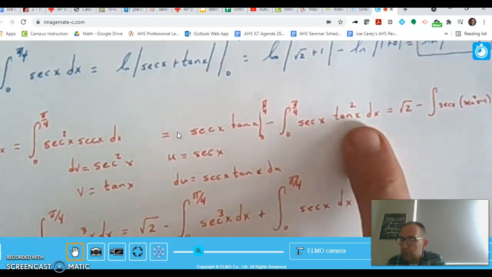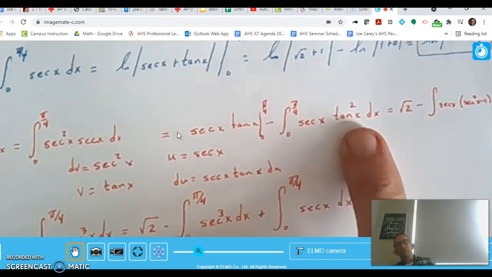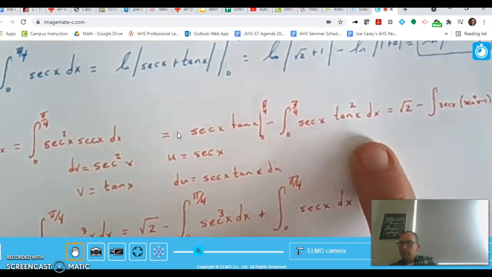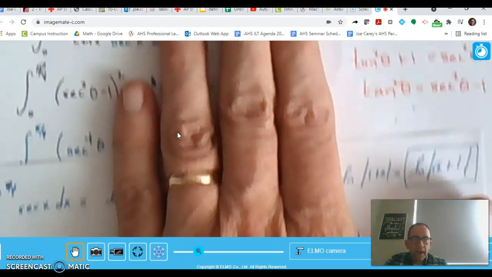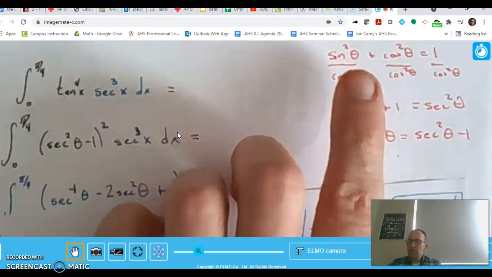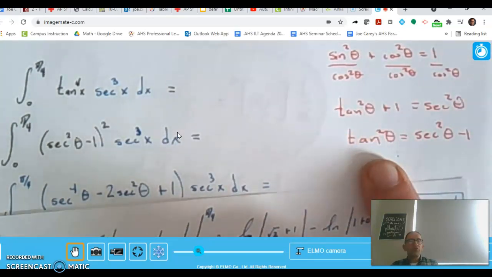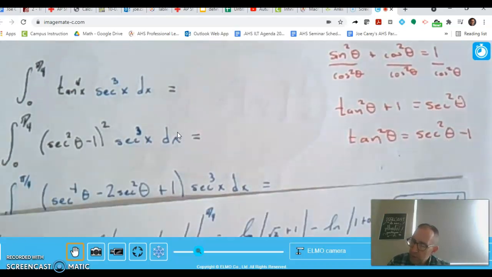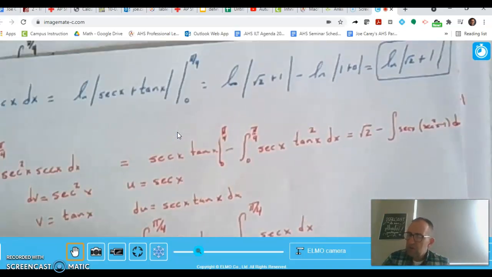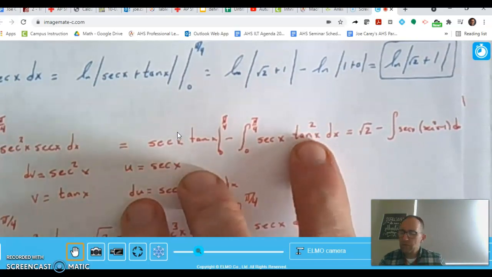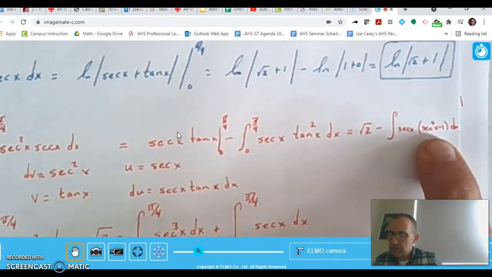For our second term now, we're going to rewrite this tangent squared in terms of secant squared. So back to our Pythagorean identity, sine squared plus cosine squared equals 1. We can morph that into tangent squared equals secant squared minus 1. So we can take the tangent squared that we have right here and replace it with secant squared minus 1.